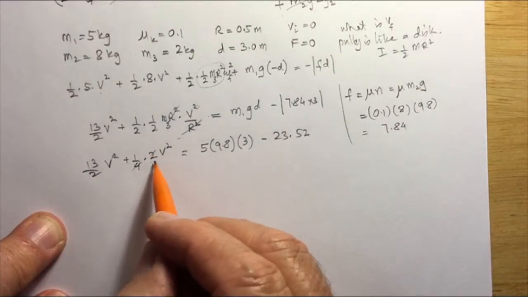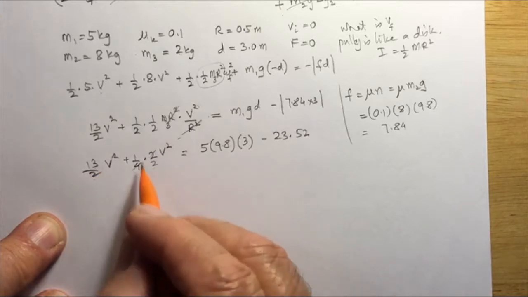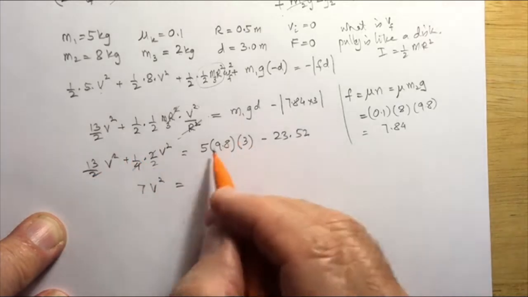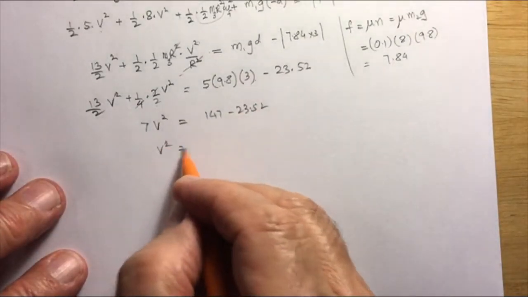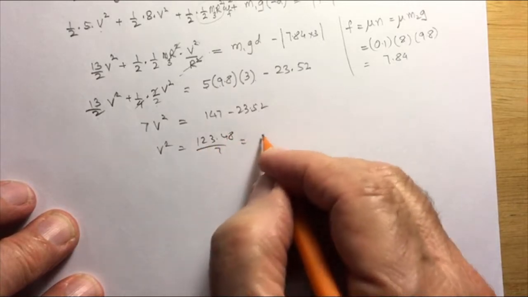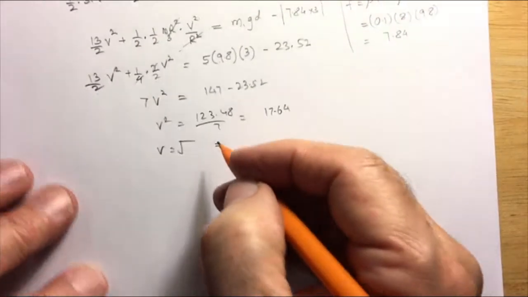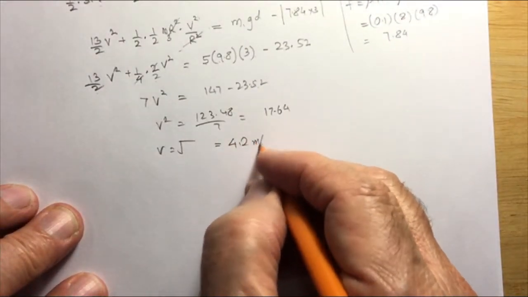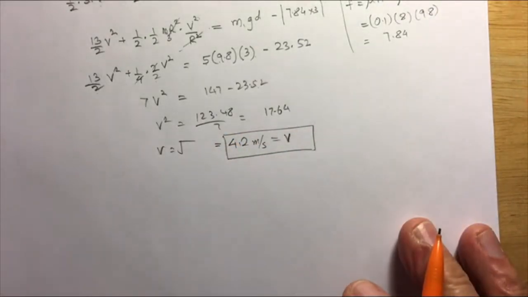So this becomes 1/2. 13/2 plus 1/2 is 14/2, and 14/2 is 7. And these become 147 minus 23.52, so v squared becomes 123.48 over 7, which is 17.64, and so the v is the square root of this number, which is 4.2 meters per second. So that becomes our speed. Okay, so that's how we solve it.